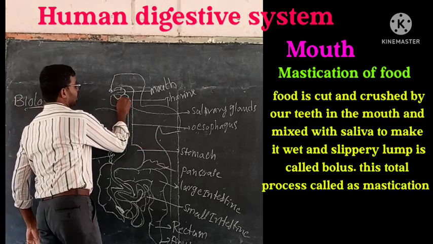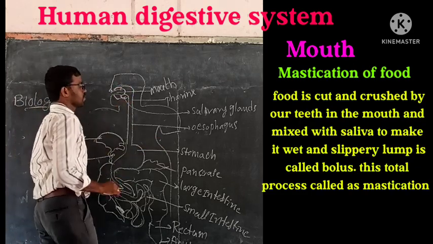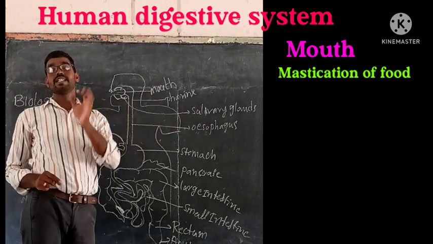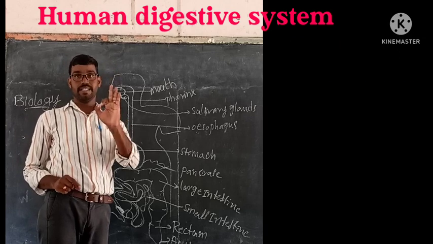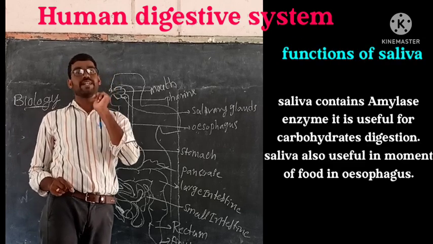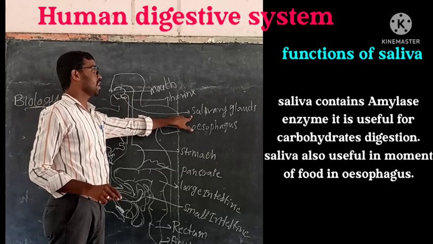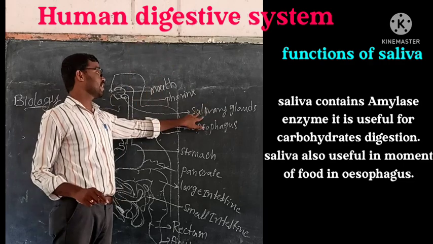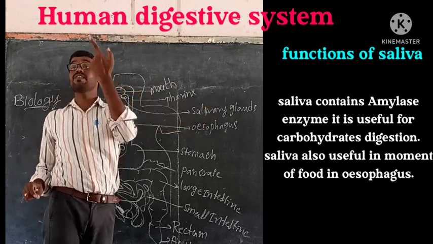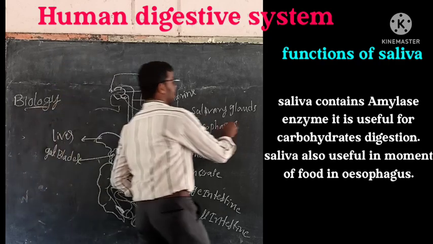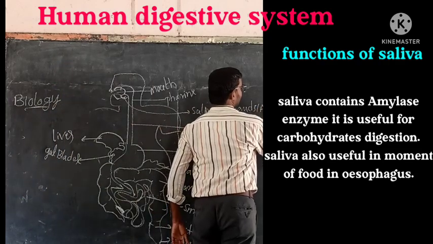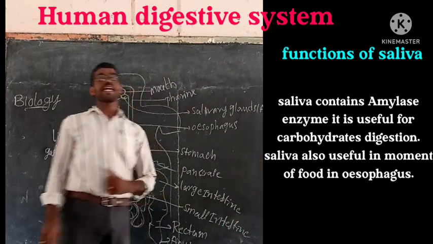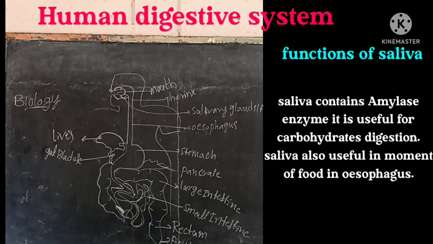Saliva is released by the 3 pairs of salivary glands present in the mouth. They produce saliva. There are 2 functions of saliva. One is digestion of carbohydrates. Why? Because saliva contains amylase. What enzyme is present in the saliva? Amylase.